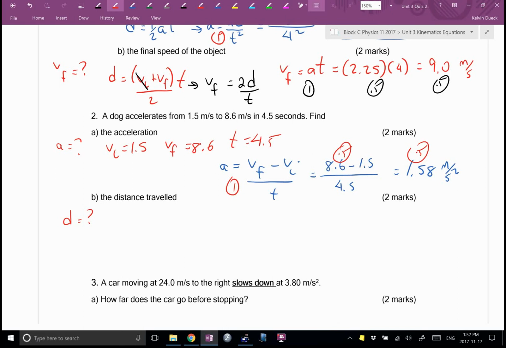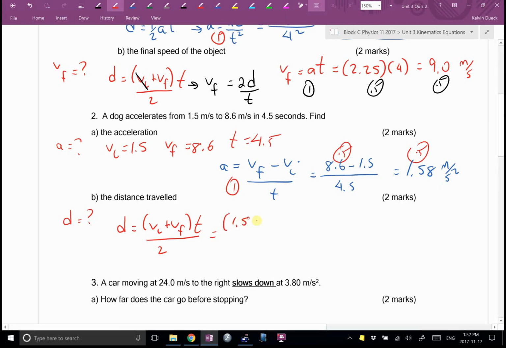D equals... you know what? This time I am going to use the equation that I hardly use. The VI plus VF over 2 times T. You could also use D equals VIT plus a half A T squared. Hannah, you'll just be using your answer from part A. But here, I got the D by itself in this equation anyhow. No matter what, I got an equation where the D is already by itself. So I can go full lazy.